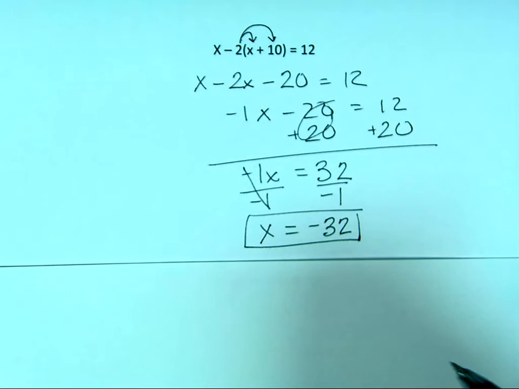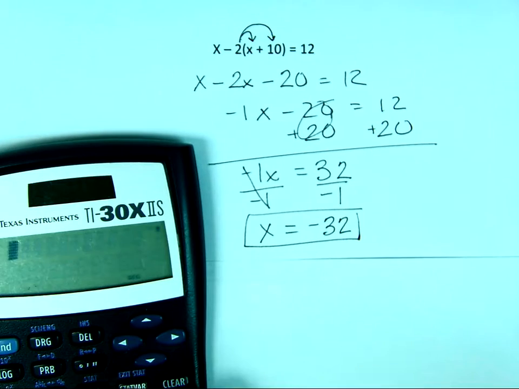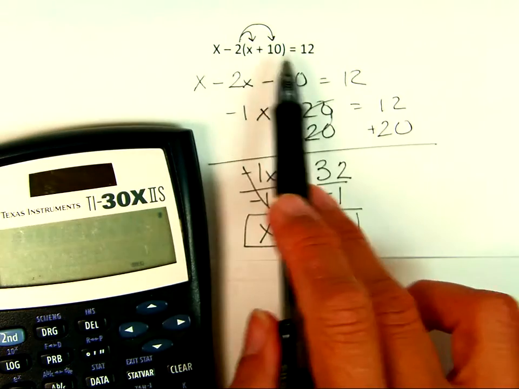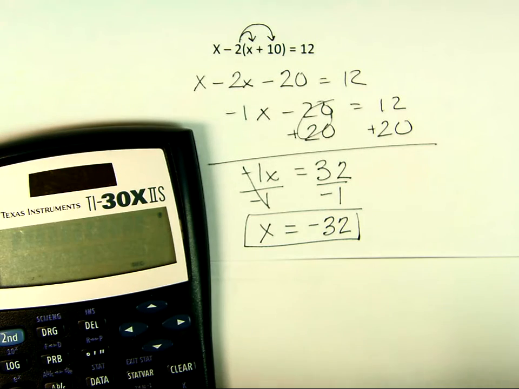Now, it's really important that you know that you can always make sure you're correct. So if you have a calculator, put -32 back into this expression for x and see if it equals 12, and we'll know for sure if we're right. So I'm going to show you how to do that.